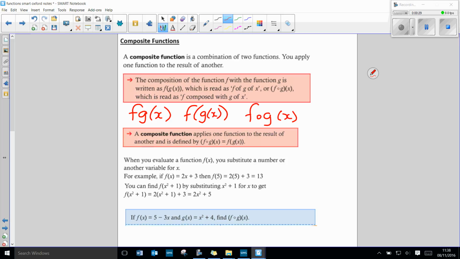Okay? They all mean the same thing, that g would be applied first, and then the result of that is going into f. So whichever letter is next to the x, closest to the x, that's the thing that happens first.